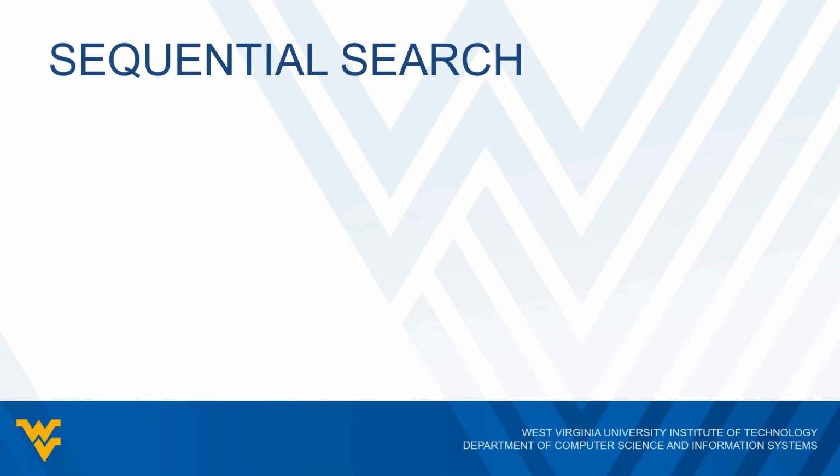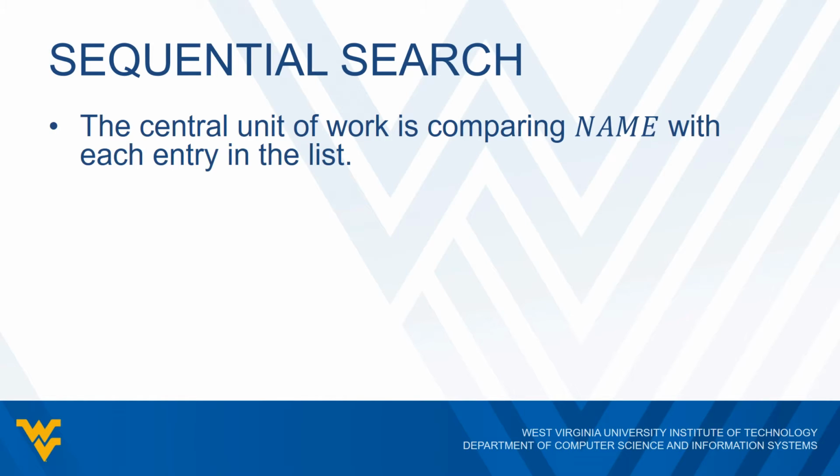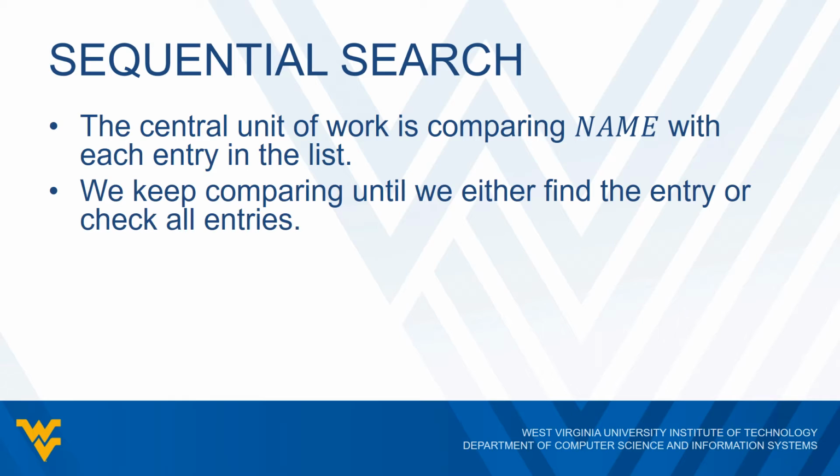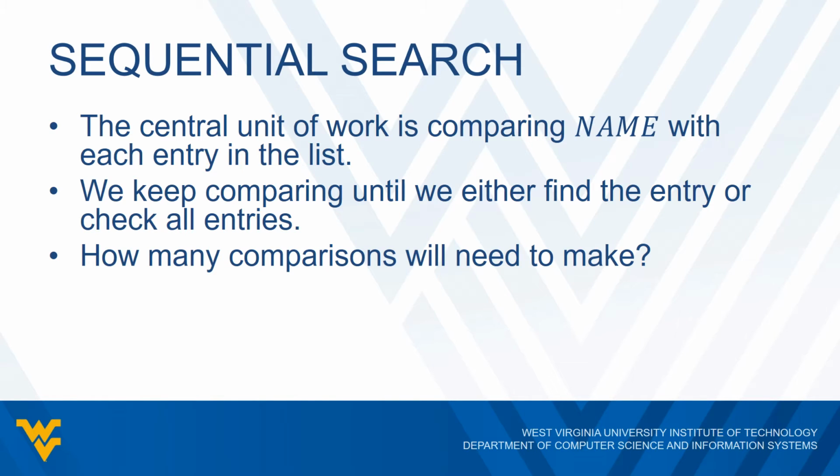The main thing that we're doing in this algorithm is comparing name with every single item in the list. And we just keep repeating this. We're going to keep comparing our name with some entry in this list until we either find that name in our phone book or we've gone through the entire list. So if that's the main work, then let's take a look at how much work is involved. How many comparisons do we need for this algorithm?